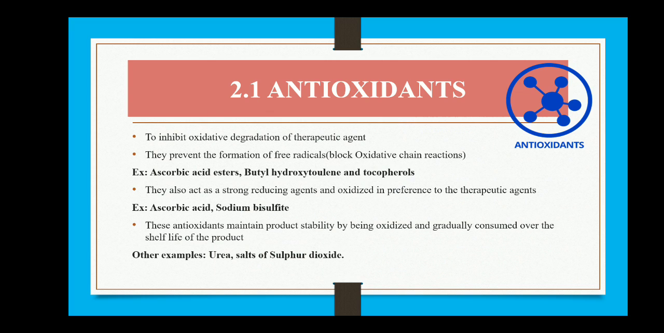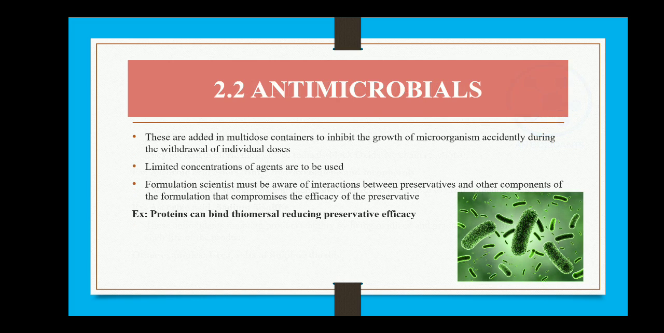Antioxidants are used to inhibit oxidative degradation of the therapeutic agent. They are used to prevent the formation of free radicals by blocking the oxidative chain reaction. Examples: ascorbic acid esters, butyl hydroxytoluene and tocopherols. They also act as strong reducing agents and oxidize in preference to the therapeutic agent. Examples, ascorbic acid, sodium bisulfite. These antioxidants maintain the product stability by being oxidized and gradually consumed over the shelf life of the product. Other examples include urea, salts of sulfur oxides and so on.